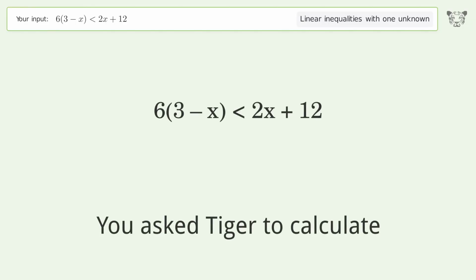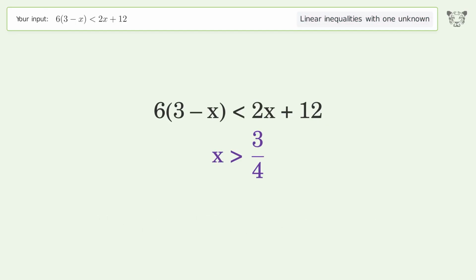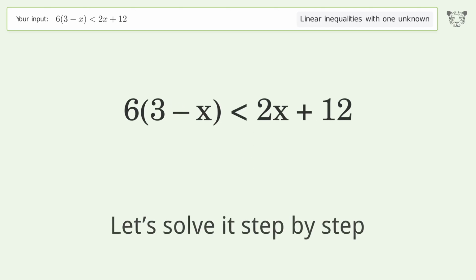You ask Tiger to calculate. This deals with linear inequalities with one unknown. The final result is x greater than 3/4. Let's solve it step by step.